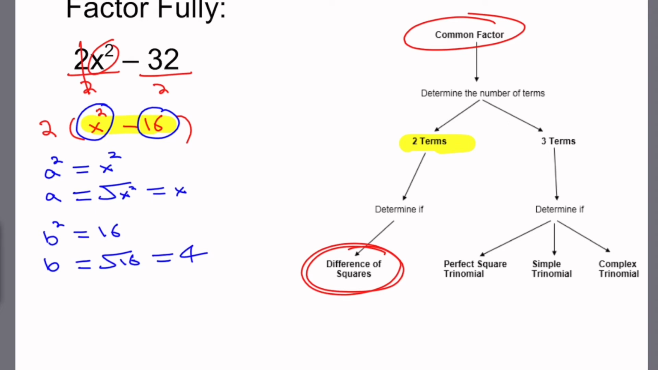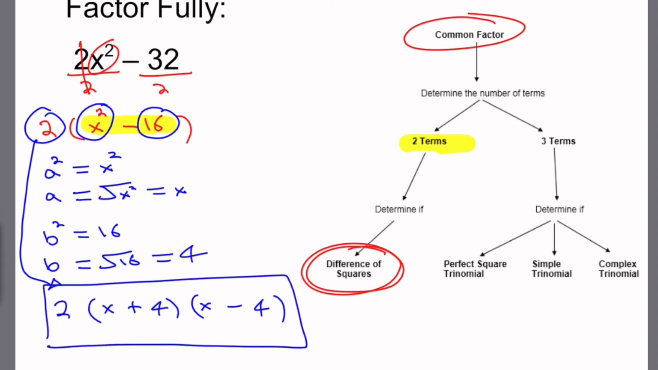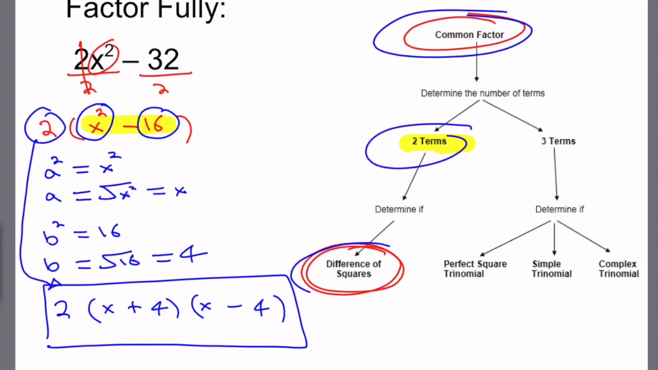So to finish our answer, we just go a plus b, a minus b. In this case, that's going to be x, and then b is 4. Finish off with a plus minus. And of course, we cannot forget that outside 2 value we need to include. Okay, and this is our fully factored answer here, right? We common factored first, checked we had 2 terms, so we had to check for difference of squares, and it was, so that's as far as we can go there.